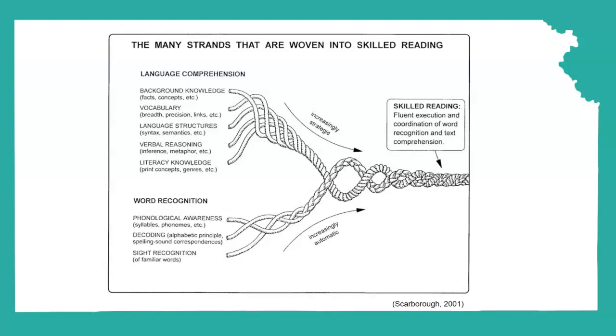Likewise, if there's a weakness in one or more of the strands, reading comprehension is going to be compromised. At the word recognition level, readers must be able to accurately and automatically read each word. But in order to comprehend what's being read, the reader must also be able to attach meanings to those words, which is represented at the language comprehension level of the rope. So you can see how these two strands are woven together over time for skilled, proficient reading to occur, and are dependent on one another.